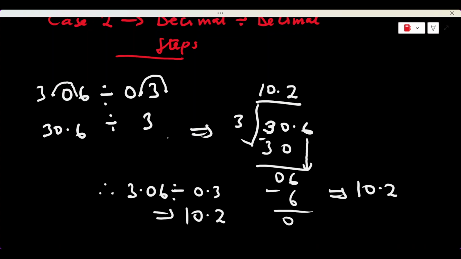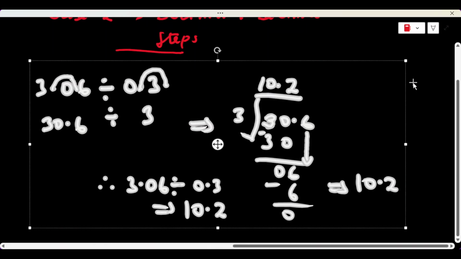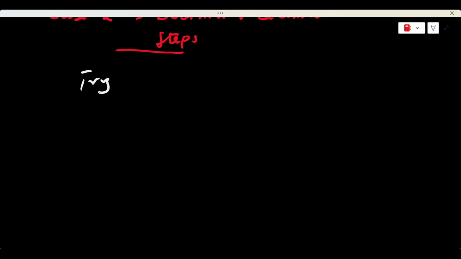All right. So it is your time to pause the video, then solve this final example, and you come back to confirm if your answer is correct. So try. Divide 4.8 by 0.4. So you can pause the video and then come back to check if your answer is correct.